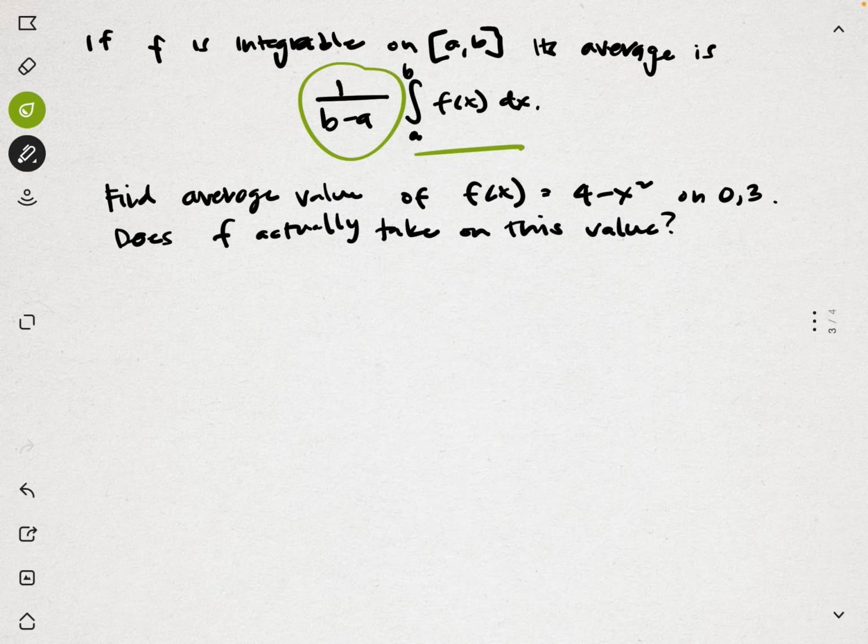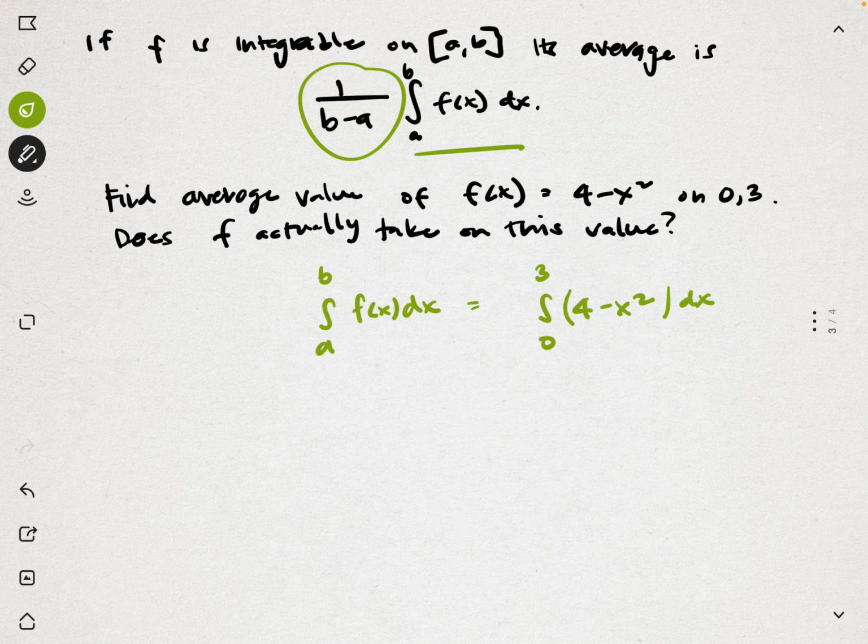Okay, so it says find the average value of f of x equals 4 minus x squared on [0, 3]. Does f actually take on this value? All right, so let's do this integral first, from a to b of f of x dx. We're starting at 0, we're ending at 3, and our function is 4 minus x squared dx. So let's go ahead and use fnInt on our calculators to do that.